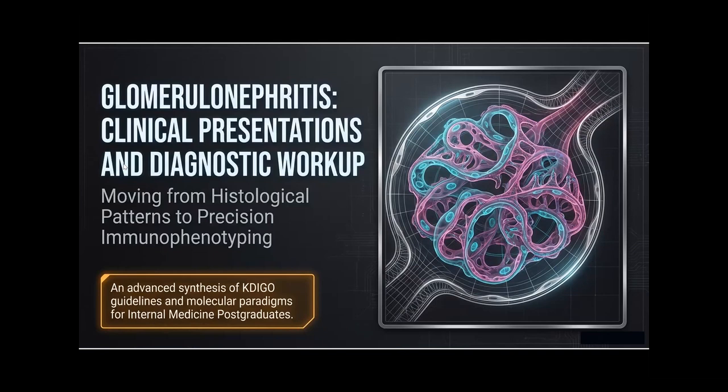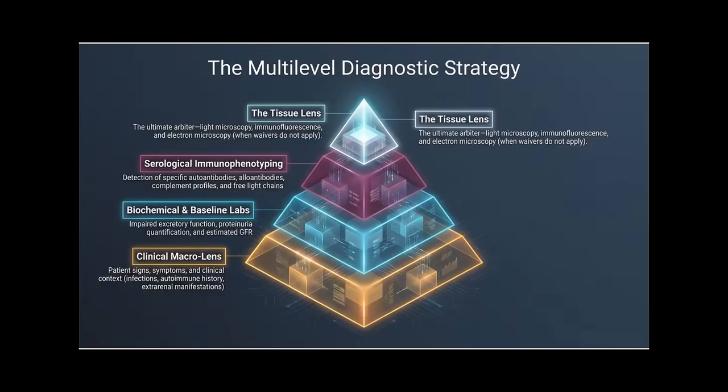Now we are moving into the clinical diagnosis. Glomerulonephritis, clinical presentations and diagnostic workup. Moving from a histological pattern to precision immunophenotyping and advanced synthesis of the KDIGO guidelines we can see here. The bottom is the clinical macro lens. What are the patient signs? Is he edematous? Is there proteinuria? Is there hypoalbuminemia? What are the symptoms? Clinical context: is there any evidence of infection, autoimmune disease, extrarenal manifestation, or transplant history? That is the macro level.